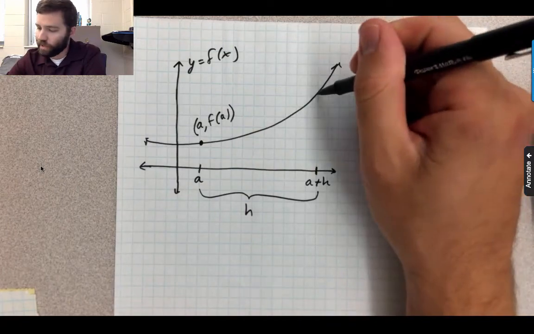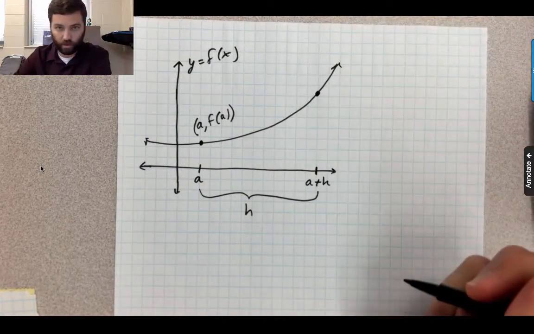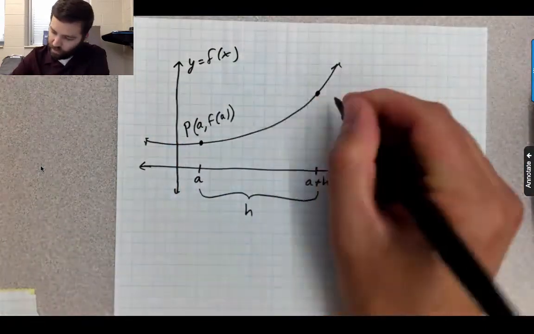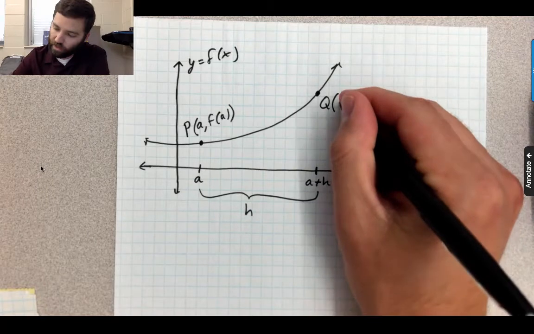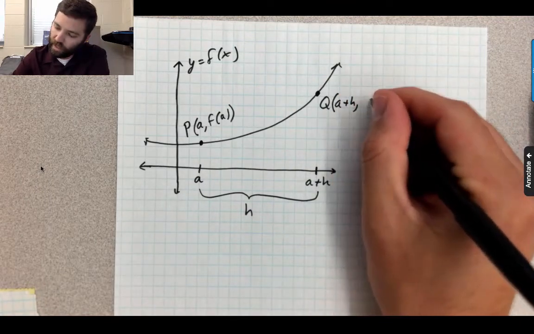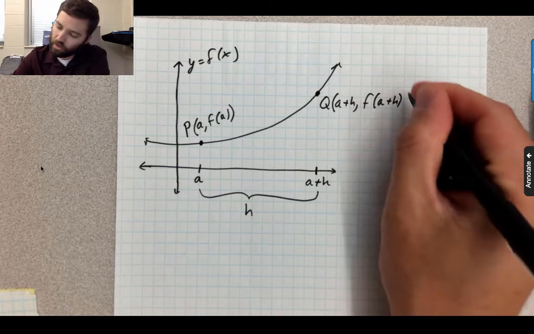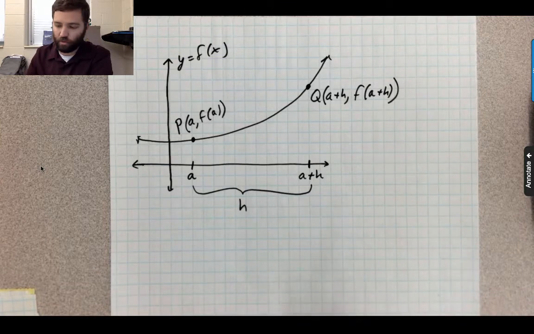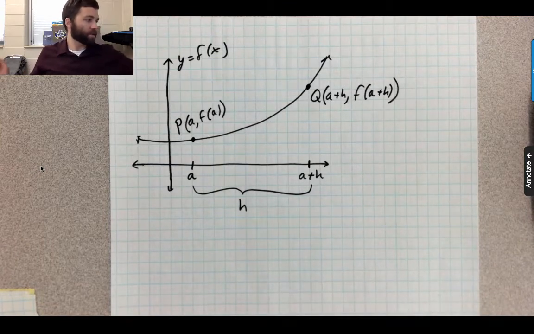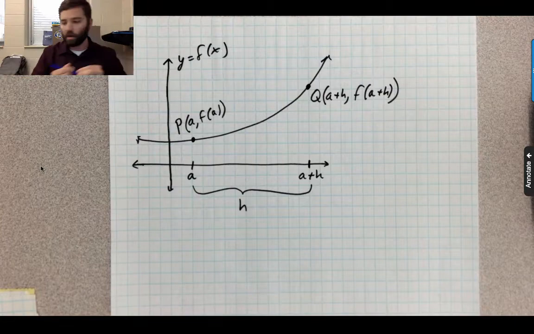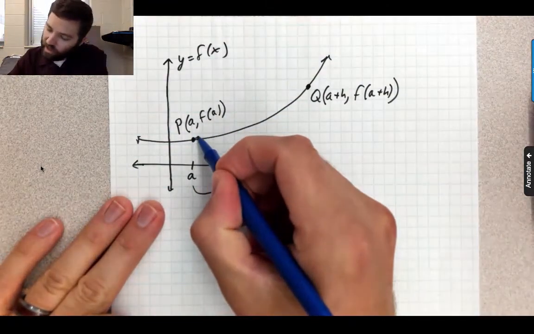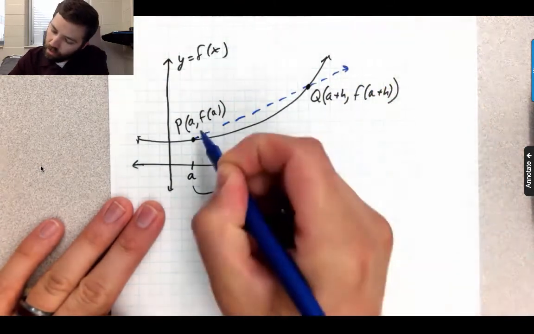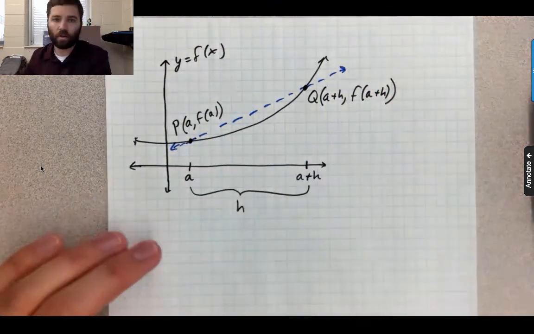All right, so there's a plus h. Then the question is, well, what is the point on the curve going to be then? Well, that point, we'll call it Q. Actually, let's call this point P. Let's call this point Q. This would be a plus h, comma, f of a plus h. All right, so everything should be okay here. We've just labeled our two points. Now, what we have been doing is finding the equation or the slope of the secant line. I'm going to put that in as a dotted line here in blue. All right, so there is our secant line.